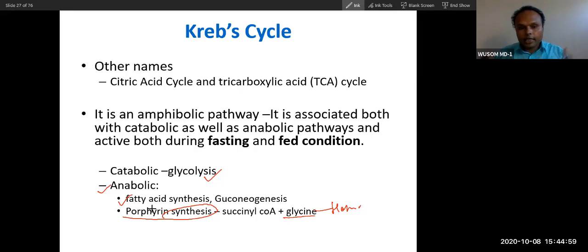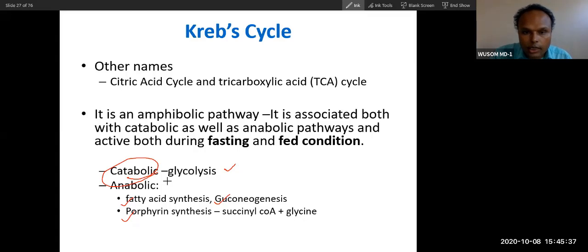See, everything is related, but you will have to connect many things. I will actually help you, but you will have to memorize the things in the beginning. Now gluconeogenesis, these are the anabolic functions of this Krebs cycle. This is the catabolic function of the Krebs cycle, production of energy from glycolysis. Catabolism is associated with glycolysis; anabolism is associated with fatty acid synthesis, gluconeogenesis, and porphyrin synthesis. Sorry, these are associated with catabolism. We will talk first about these catabolic processes.